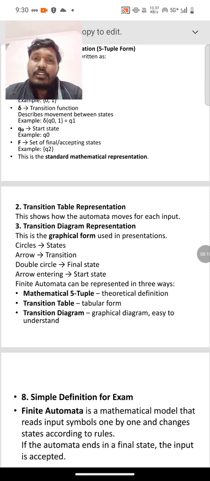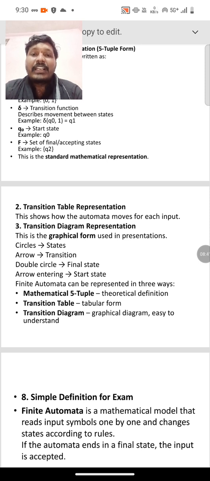Here, one more representation is available, that is the transition diagram. This is the graphical representation. It is represented in graphical form. Here the starting state is represented with an arrow followed by a single circle, and the final state is represented with a double circle. Arrow means the transition. We can move from one state to another state using the arrow symbol.